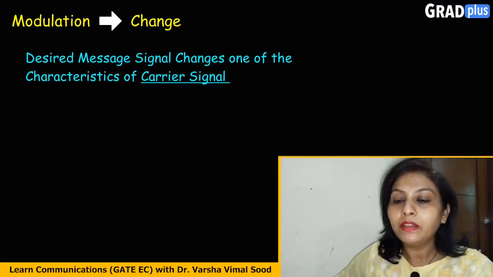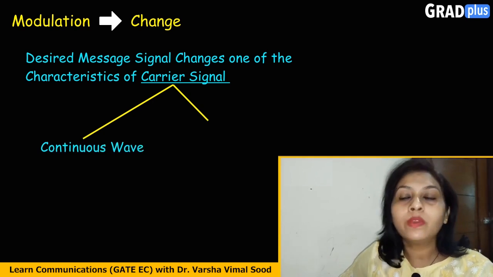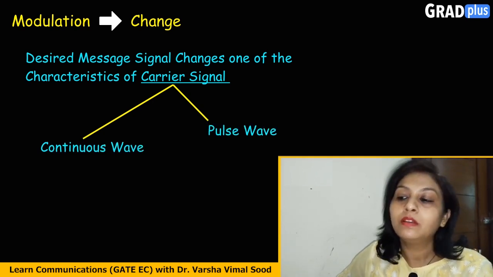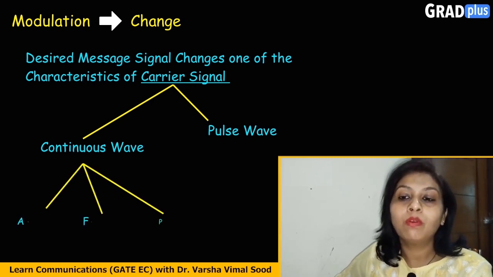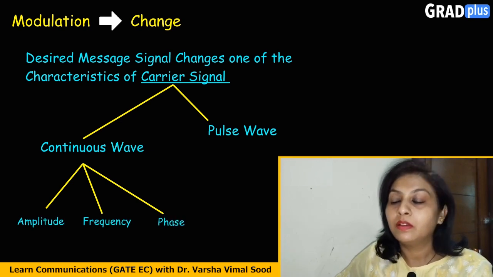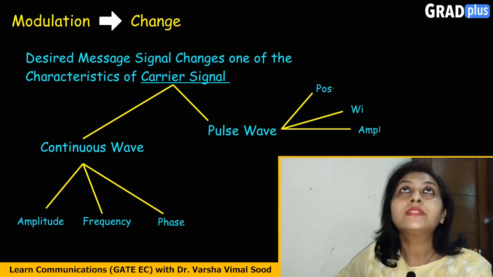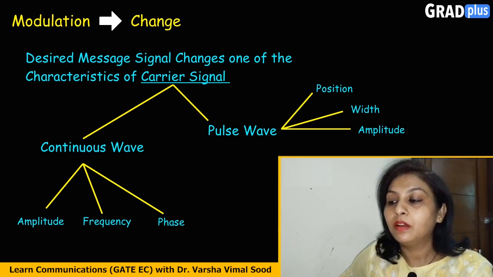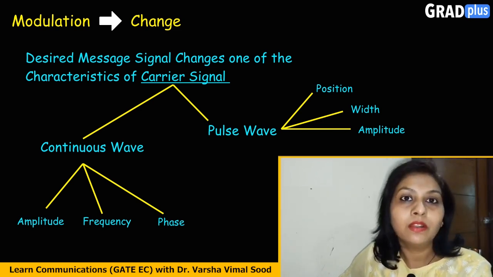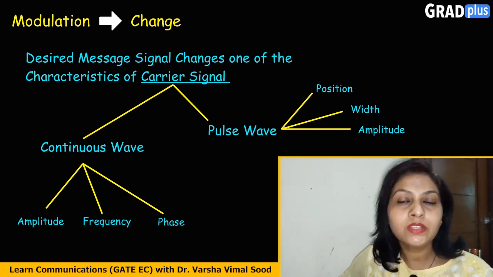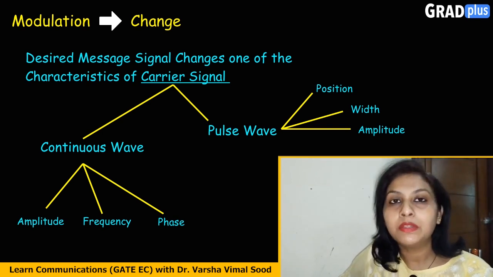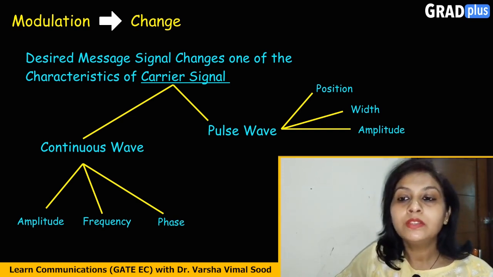Depending on the carrier being continuous wave or pulse wave, there are certain characteristics, namely the amplitude, frequency or phase in case of continuous wave signal, whereas amplitude, width or position in case of pulse wave signal. So in modulation, at any time any one parameter is being changed in accordance with the message signal, whereas the other parameters, other characteristics should be kept constant. So this was about the change.